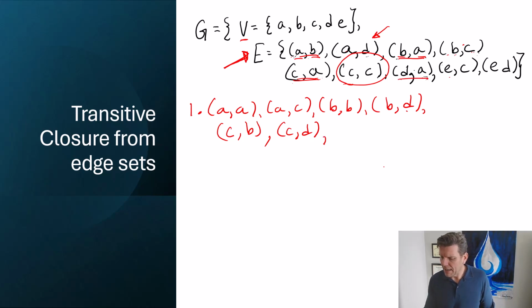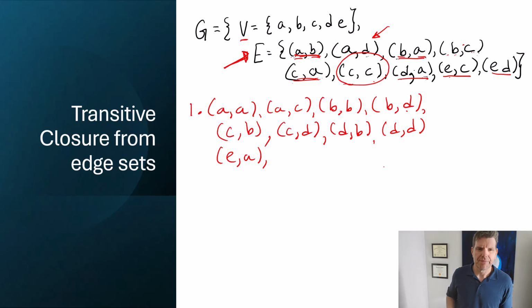Now I go D to A. So I got D to A to B. That gives me D to B. I have D to A to D. That gives me D to D. And now I'll move on to E to C. I have E to C, C to A. That gives me E to A. E to C, C to C, don't need that one again. I have E to D now. So I have E to D, D to A. That gives me E to A. I already have E to A.